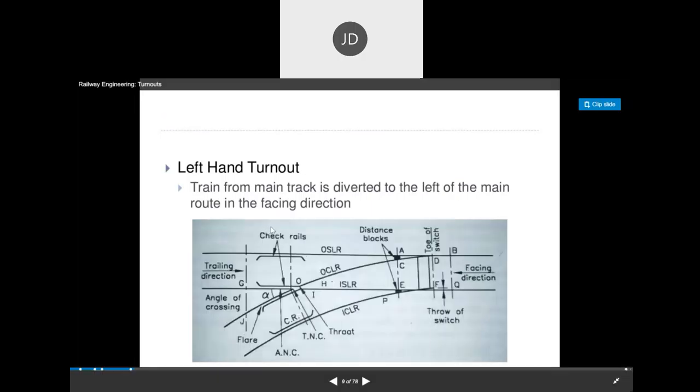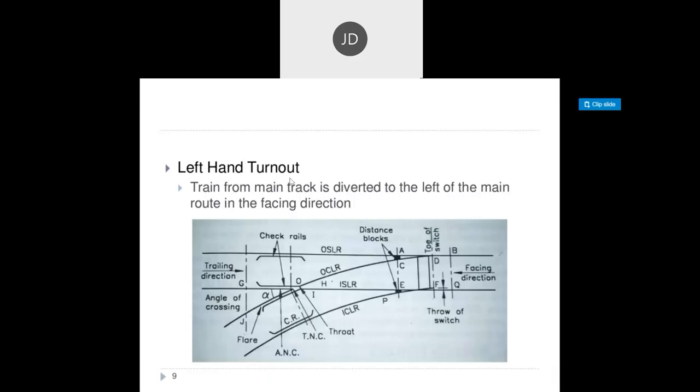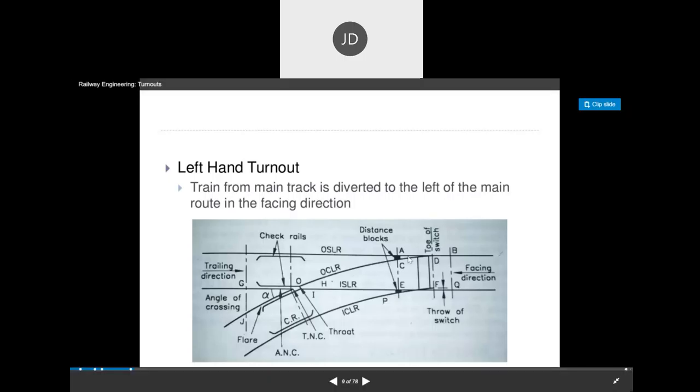And this is a left hand turnout. Now, for a left hand turnout, you are seeing in this direction. Your facing direction will be here, and your trailing direction will be in this direction. Since you can see the train is moving in this left direction, it will be a left hand turnout basically. So basically this is about the left hand and right hand turnout.